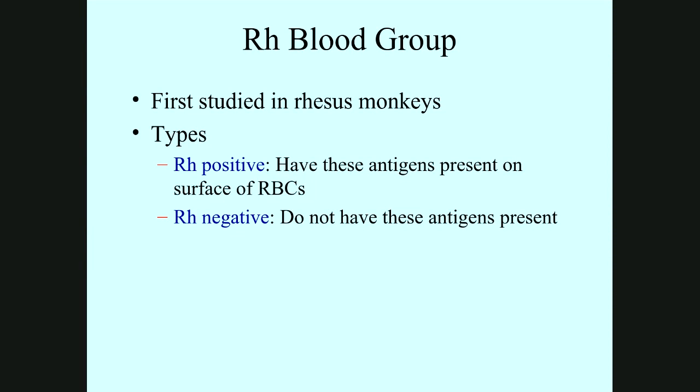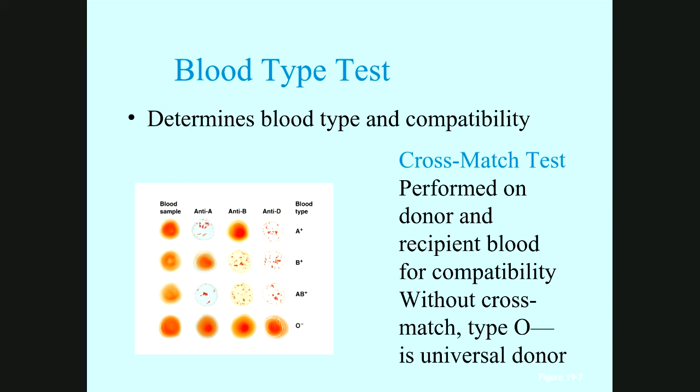The first study of the rhesus factor was in rhesus monkeys. We have rhesus positive cells that have this antigen present on the surface of the red cells, and they agglutinate with the anti-D antibody. Rhesus negative cells do not have this antigen present. So if I put antibody D, it will not show any agglutination, no cross reactions.